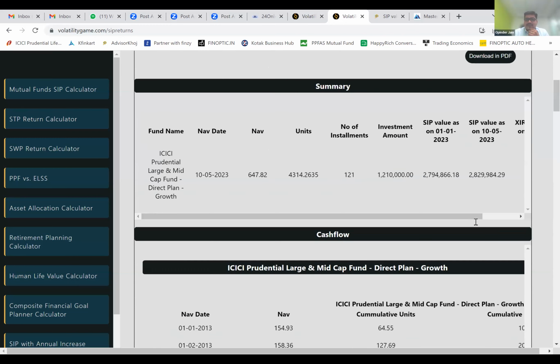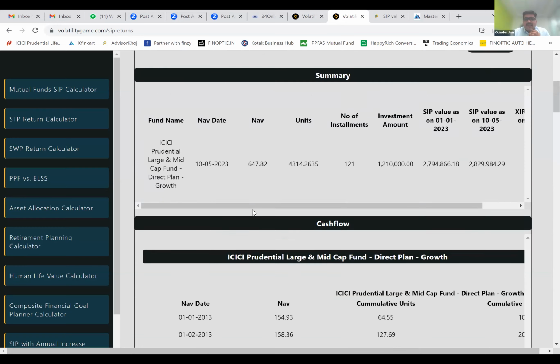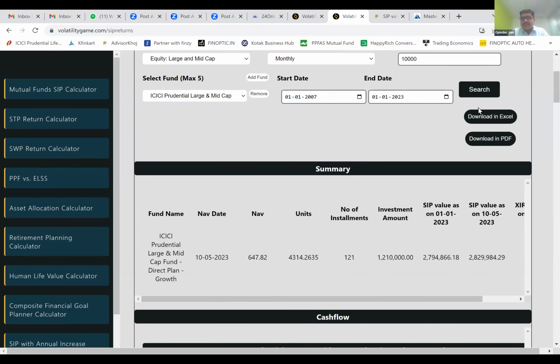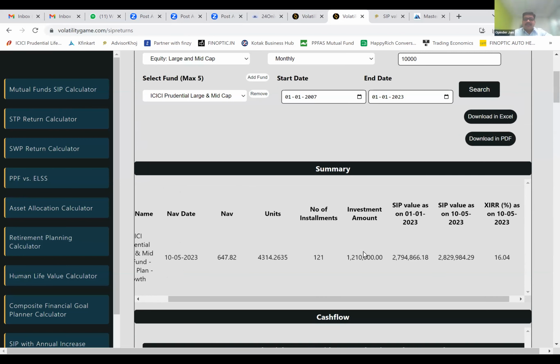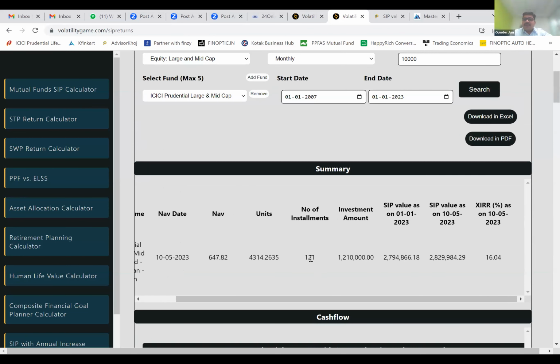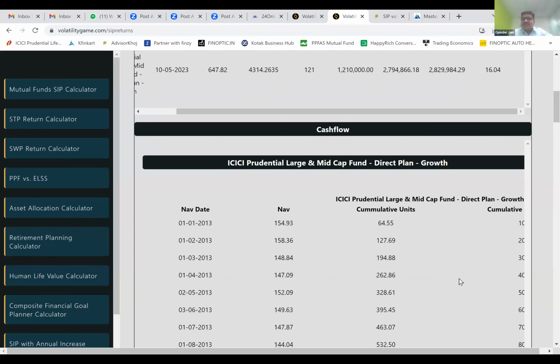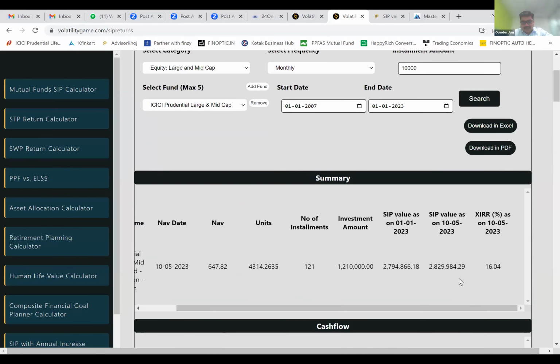What is the summary? Because this is a smaller screen, I'll just download it as a PDF, or I can show you here itself. The number of installments were 121, which is almost 10 years. The investment is 12,10,000 at a CAGR of 16%. The SIP value as on today is 28,29,000. So the CAGR is 16%.